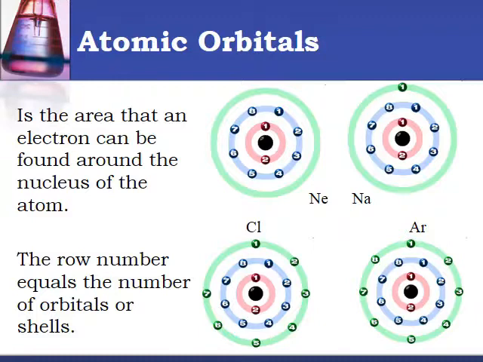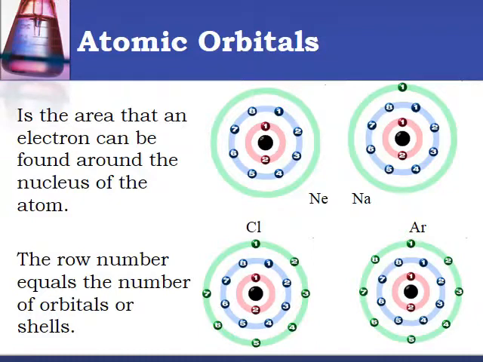And if you look from neon, which has nothing in its third shell, to sodium, which has 1 electron in its third shell, to chlorine, which has 7, and argon, which has 8, you'll see that the third shell also holds 8 electrons. The row number equals the number of orbitals, which are also called shells, that house electrons.